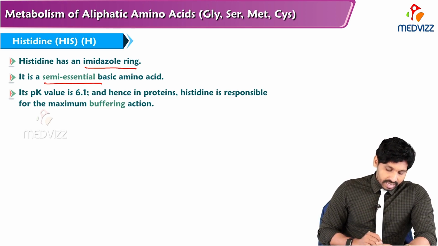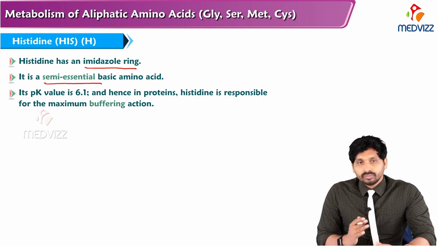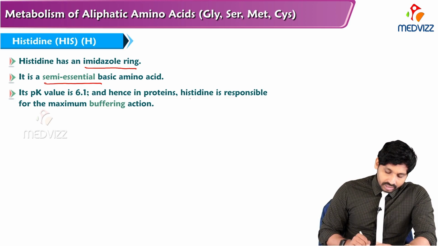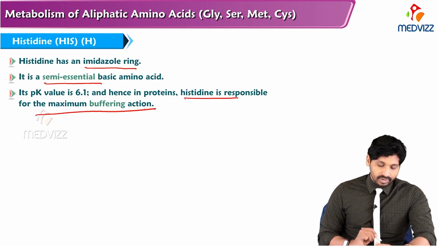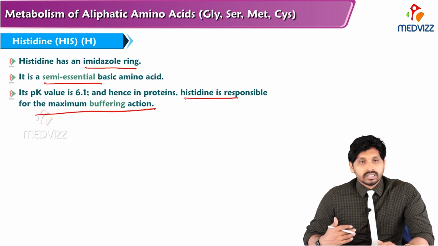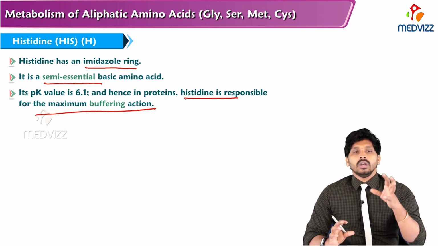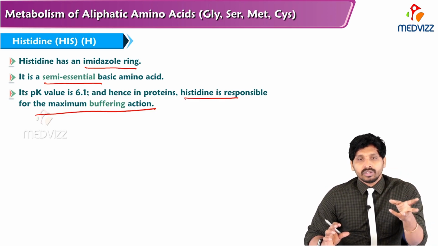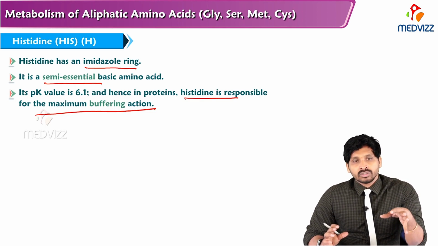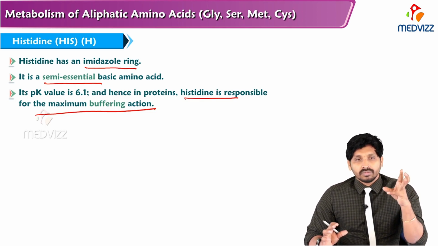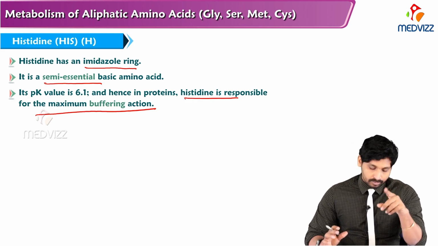The pK value, that means isoelectric pH value, is 6.1. Hence in proteins, histidine is responsible for the maximum buffering action. Suppose you take hemoglobin or protein buffering actions, because of the presence of larger amounts of histidine, the buffering actions are possible because of its pK value of 6.1.